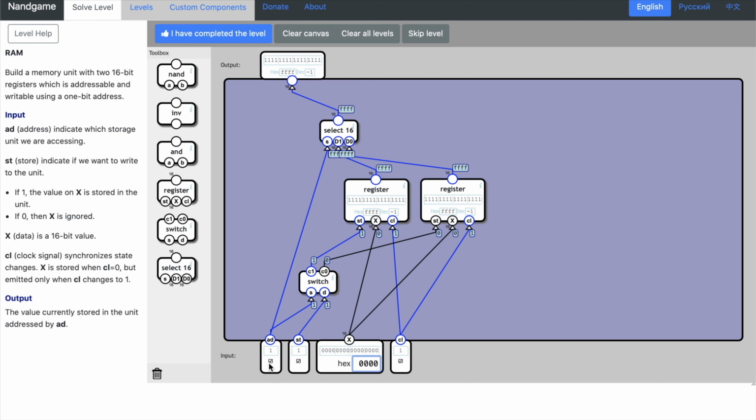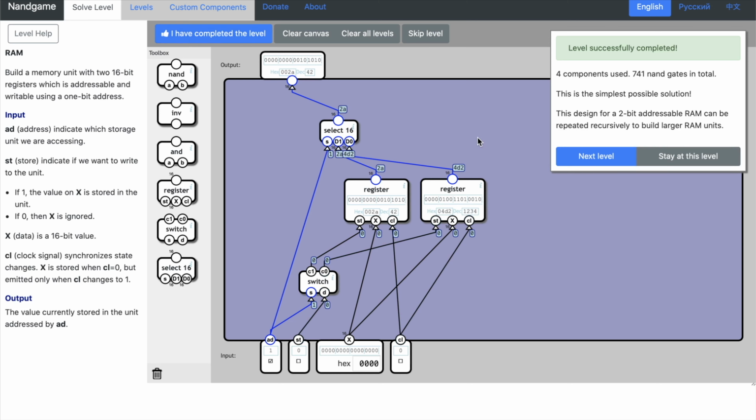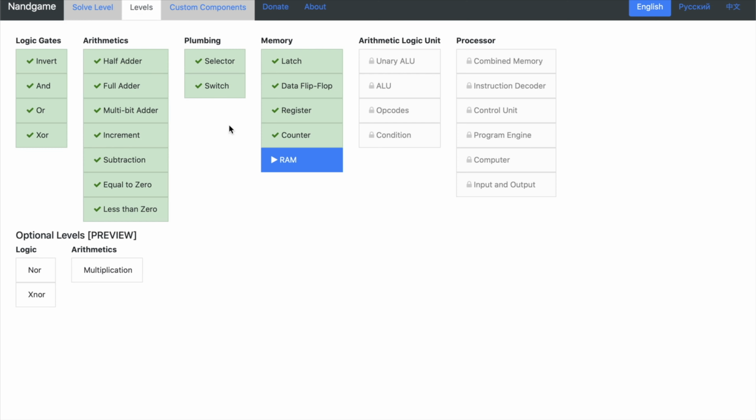0, 0, 0, 0. We'll tick the clock. Oh, see, that was right. Oh, you know what? I didn't actually clear address 0, store 1, tick the clock. Okay, actually, I think that's right. I think I just spent 5 minutes worried about nothing. Look at that. I was worried about nothing. Great. So we have built 2-bit addressable RAM, and that can be expanded up to as much RAM as one needs. So let's go back, see what we have to do.